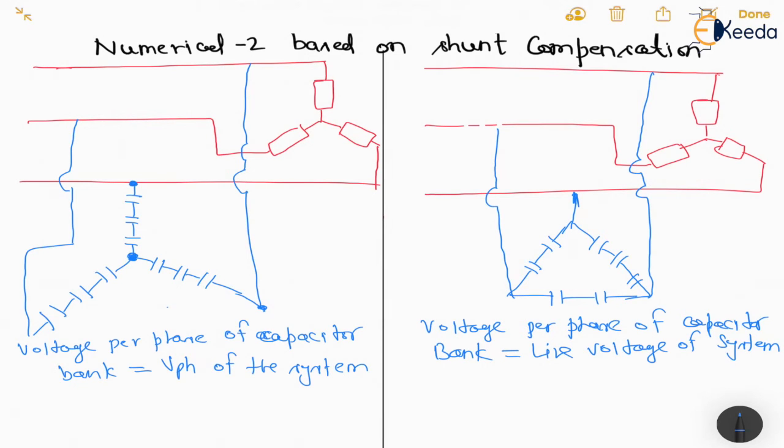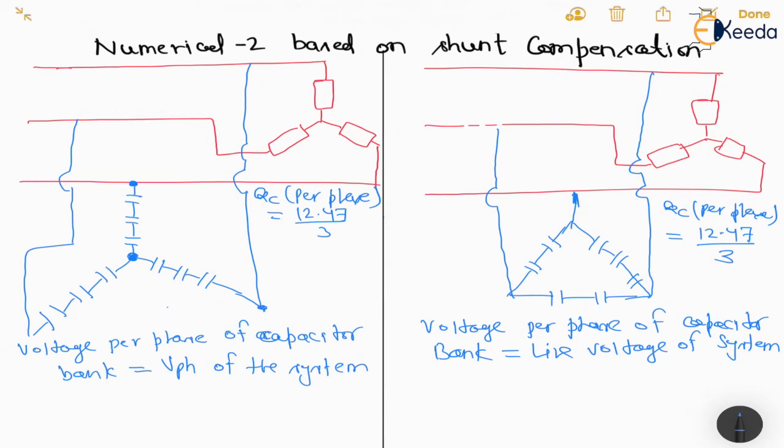Now, the QC per phase we are delivering is the same: QC per phase is equal to 12.47 by 3, and QC per phase here is also 12.47 by 3.